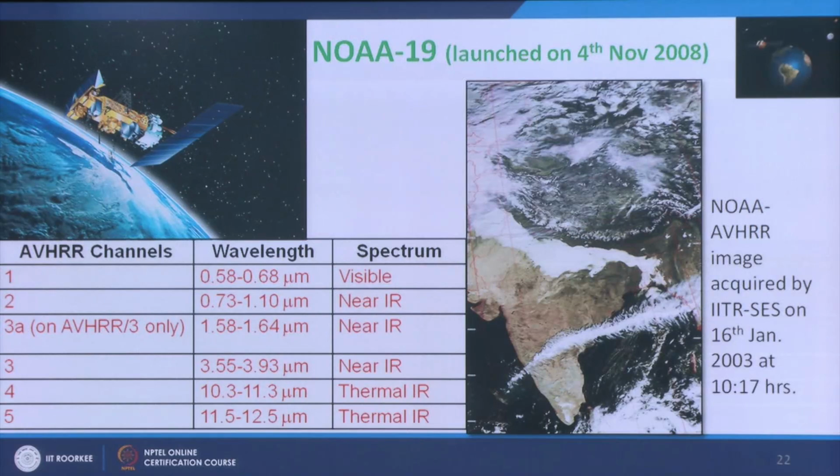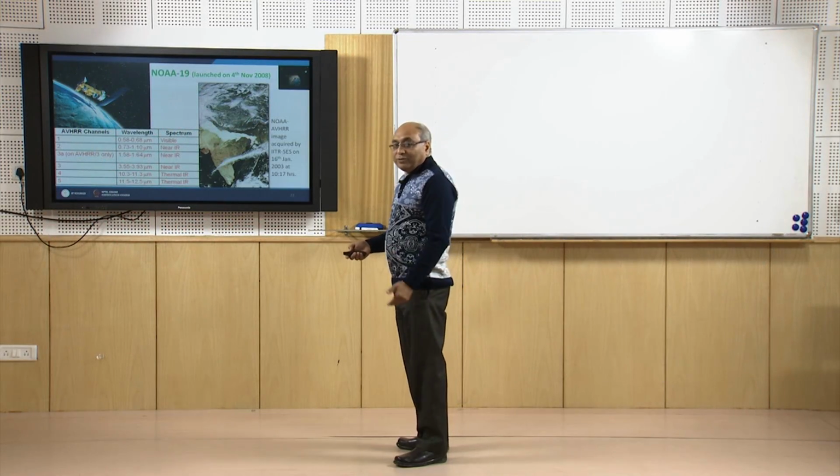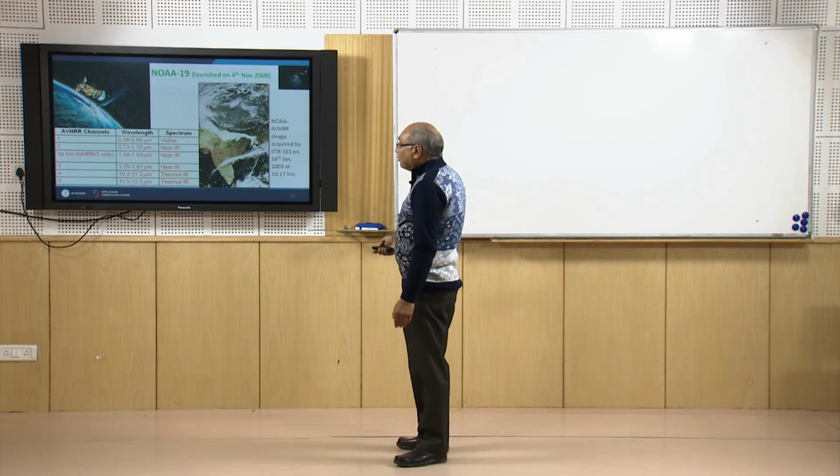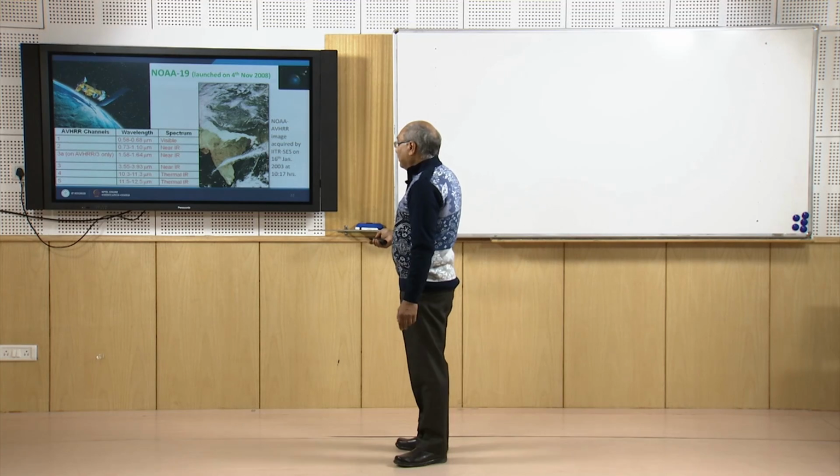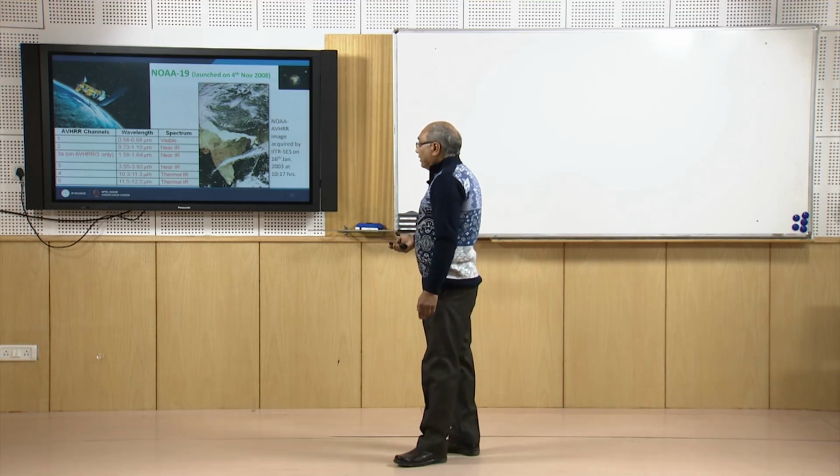Because the swath is very wide, 2800 kilometers, on the edges the resolution further deteriorates. But because of the large swath and because of availability of thermal channels on a daily basis or multiple times in a day, new types of applications have been developed based on just NOAA AVHRR data.